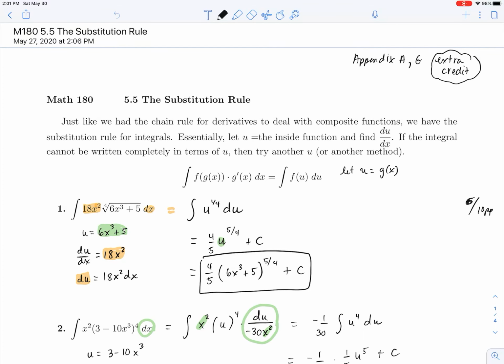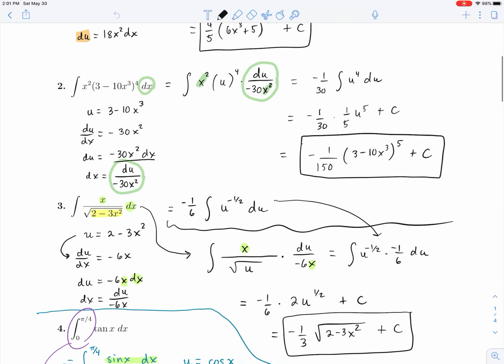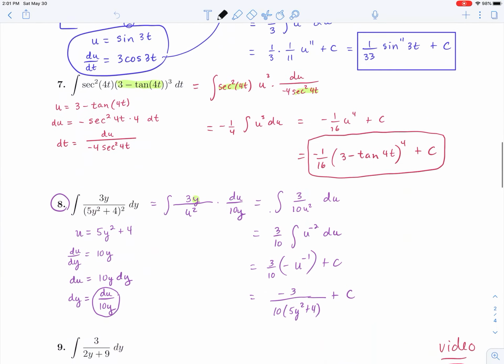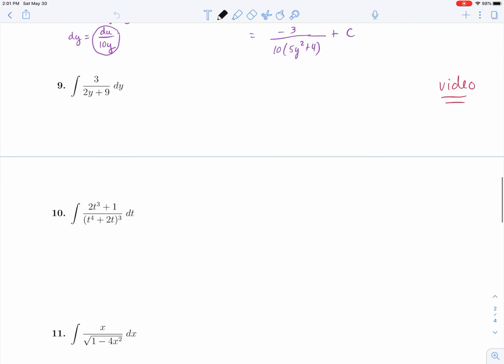This is a continuation of section 5.5, the substitution rule. You should have already attempted these. This is more just showing you the solutions. So for number 9, what works is if you let u be 2y plus 9.